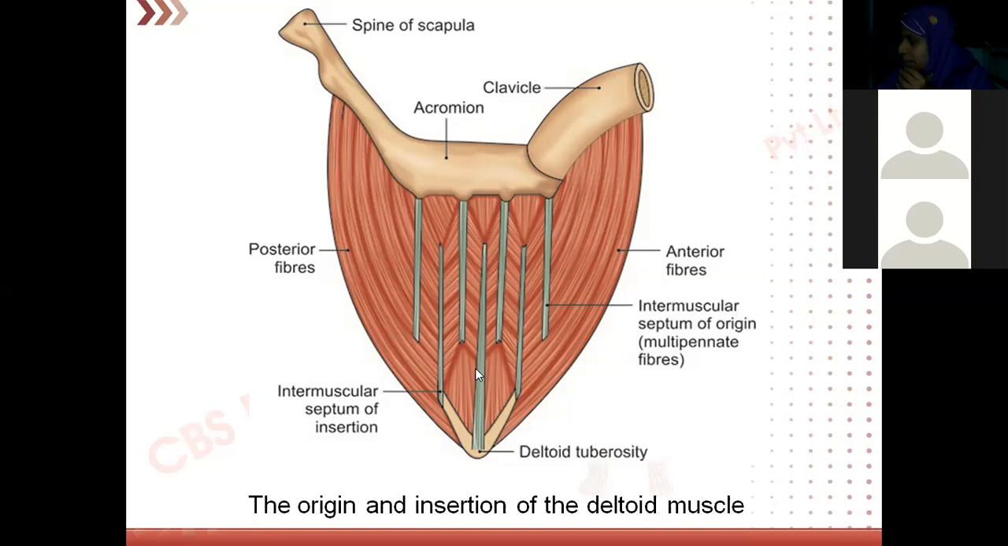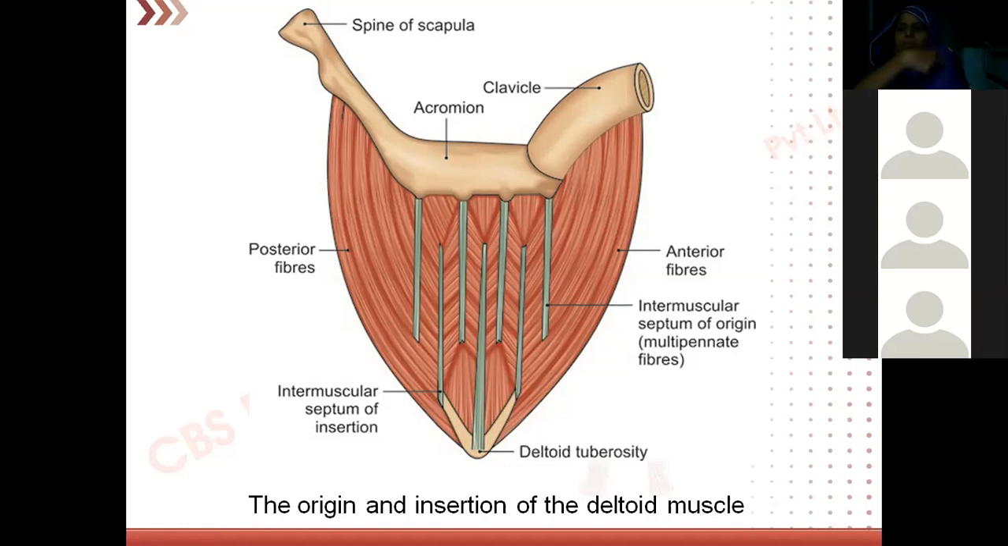What is the clinical significance of deltoid, Hema? Why is deltoid so important? It maintains the shoulder joint in place. Anything else? Site for intramuscular injection. Yes, very good, Meghana. Intramuscular injections are given in the deltoid muscle.